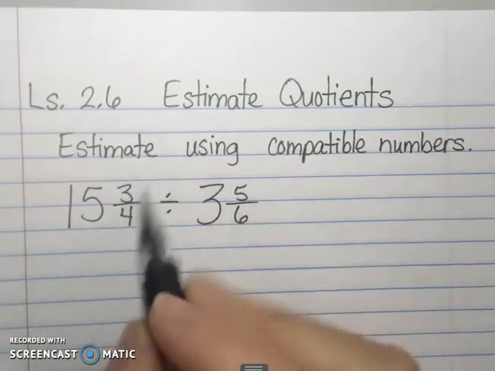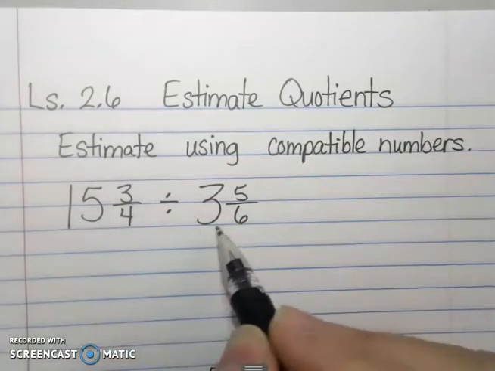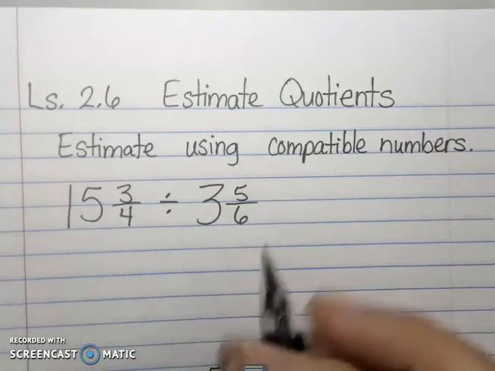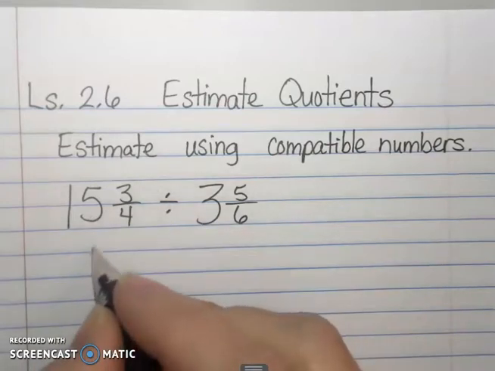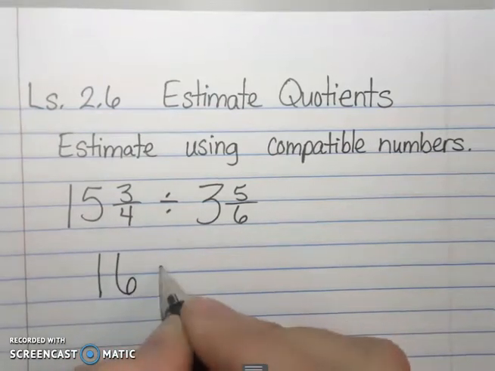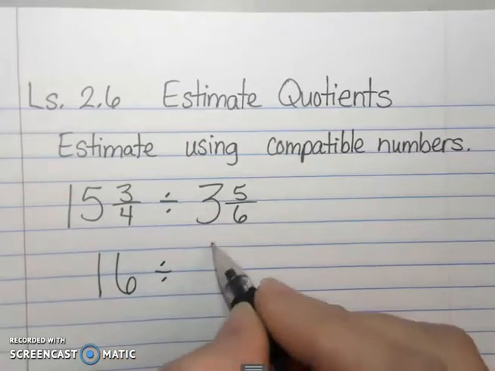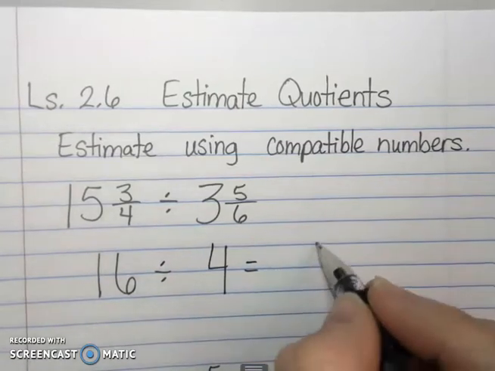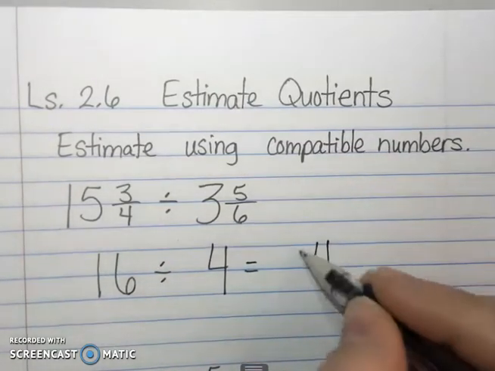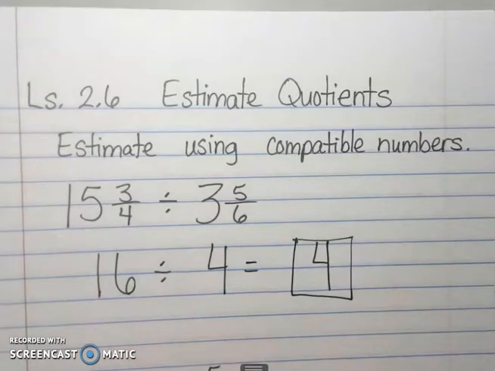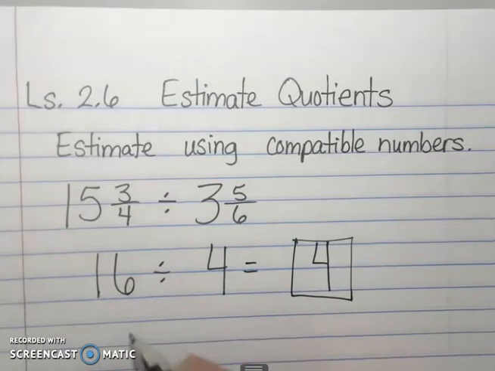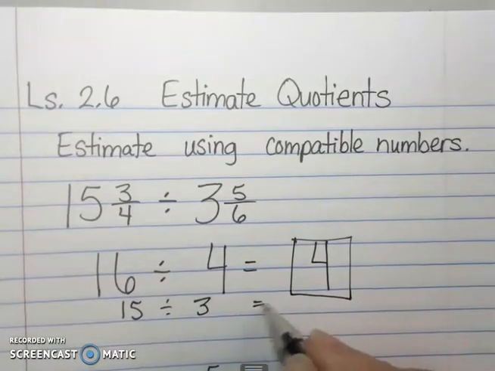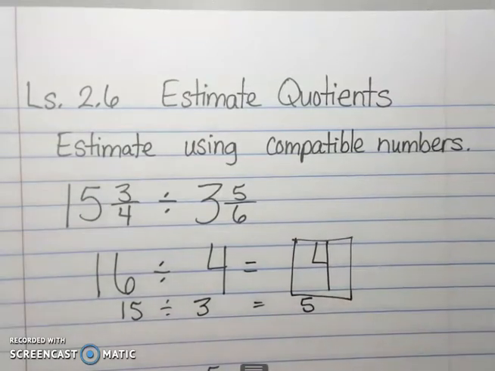So what we want to do is think of two whole numbers that would be close to 15 and 3 that would be easy to do in our head. So looking at this, I could go up to 16 and I could round this up to 4, because in my head it's easy to do 16 divided by 4, because 16 divided by 4 is 4. So my estimate would be 4. Even if you had used 15 divided by 3, you would get 5, and 5 is still close to 4.